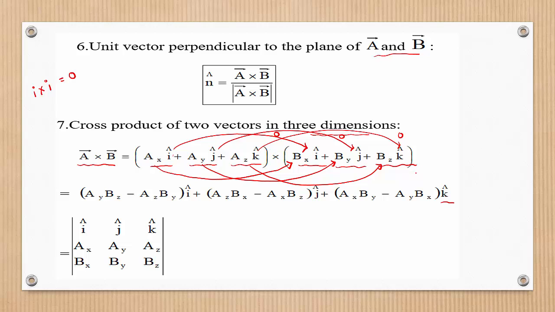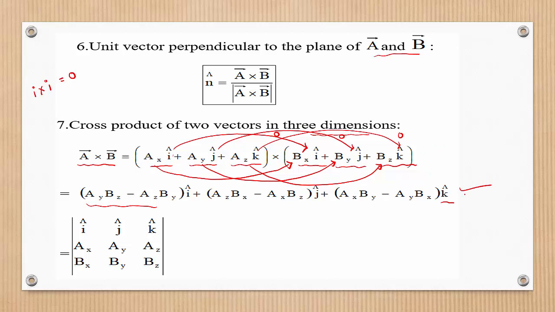In this way, you go on and substitute the values. Finally, we will get this answer. What is the expression? (AYBZ minus AZBY) i cap plus (AZBX minus AXBZ) j cap plus (AXBY minus AYBX) k cap. So let us take it as homework. Try to solve this problem.